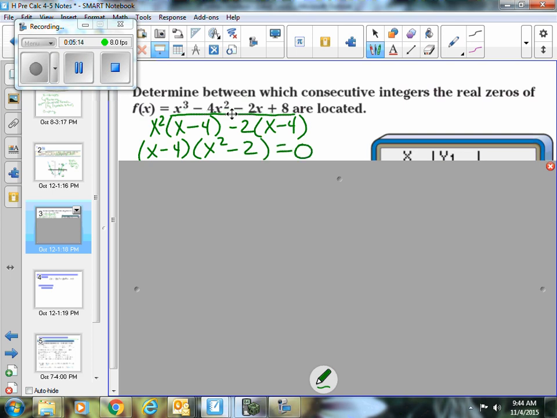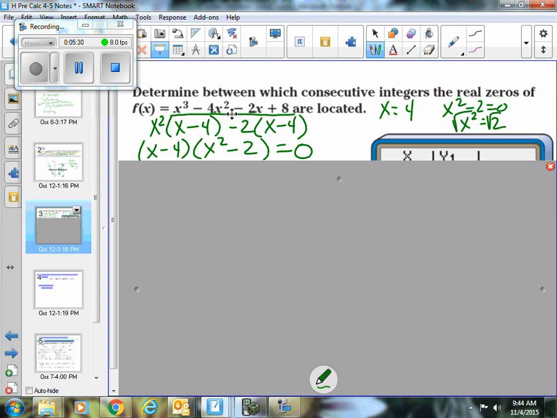What's going to make that 0? Well, the first one would be x equals 4. So we should have a 0 at 4. For the other one, I just need to solve and see what makes x squared minus 2 equal to 0. What kind of solutions are those going to be, real or imaginary? Well, when I solve, it looks like I'm going to get a positive number over there.